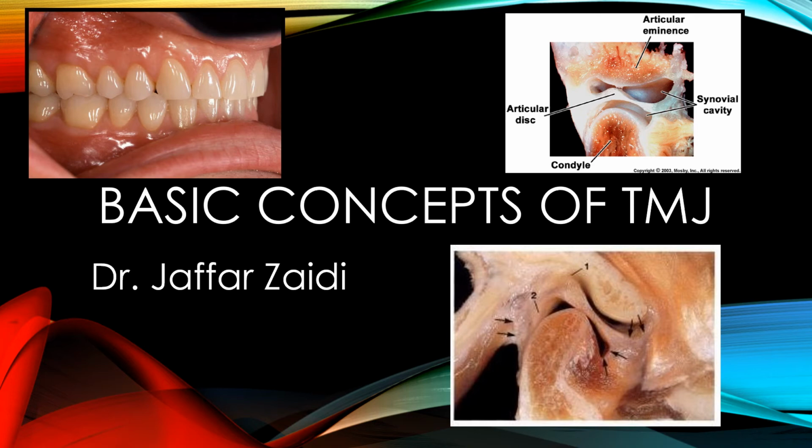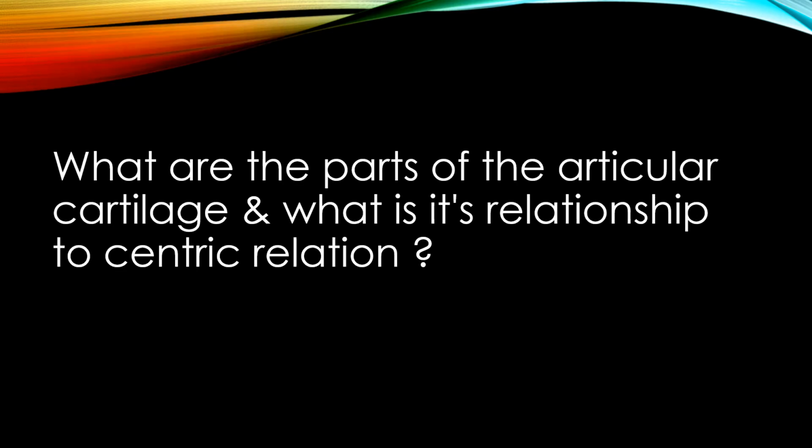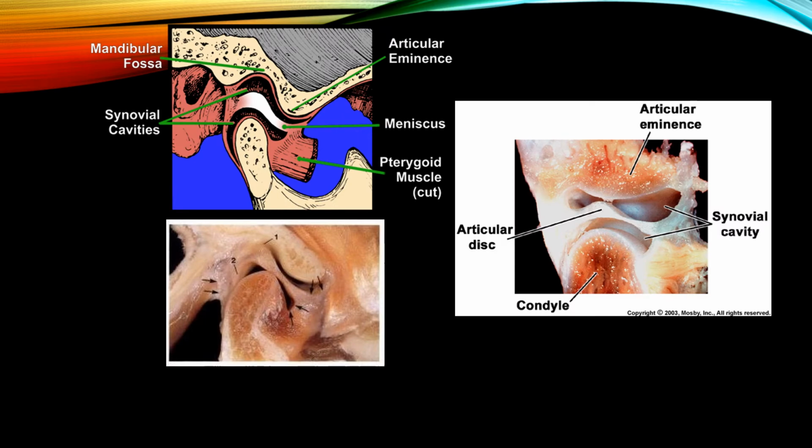Hello everyone. Today we'll be discussing the basic concepts of the temporomandibular joint, and we'll be doing this in a question and answer format. So the first question is, what are the parts of the articular cartilage and what is its relationship to centric relation? So we'll be looking at the articular cartilage.